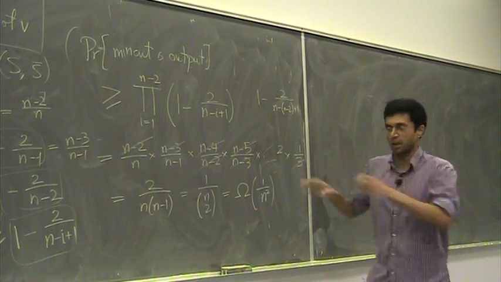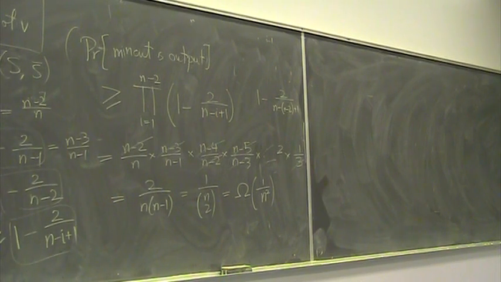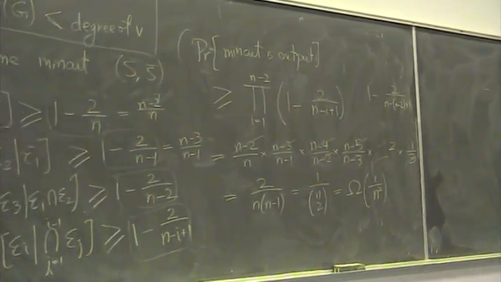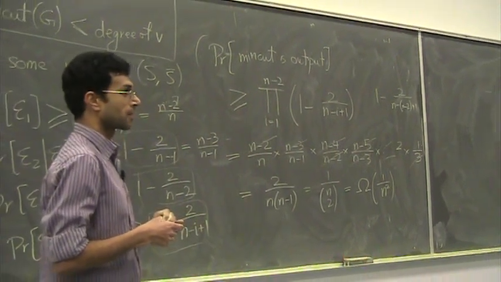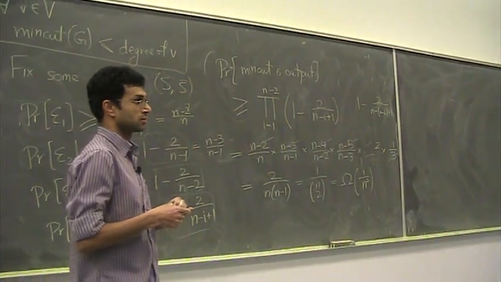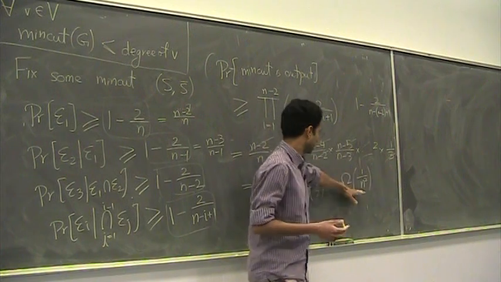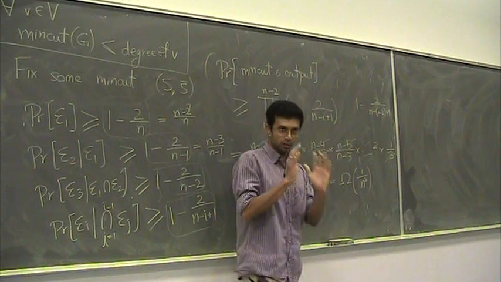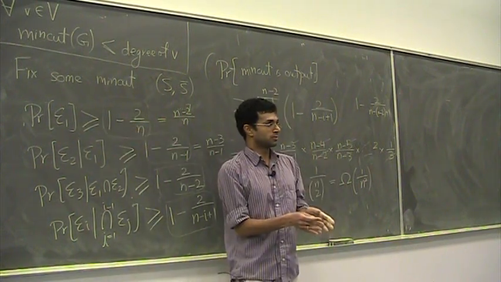I'll work that out in a second. But first, make sure that you see this. It's like complete black magic. Wait, so that probability is the probability that the Mincut is the output? Yes. So it's a small probability, but you know that with 1 over n squared probability, you'll get the Mincut. So you repeat that procedure n squared times, and one of them is going to be the Mincut.